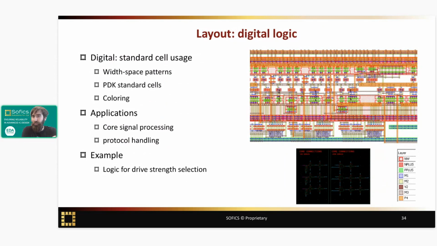So let's start with the digital logic. Here we use really the standard cells. This is for stuff like processing the core signals or for handling certain protocols. One example of this is a selection for how much drive strength we want in our I/O. Typical of this layout style is that we make use of multi-patterning space patterns. We make heavy use of the PDK standard cells, which very often are already colored in metal. More on this coloring in the verification stage.